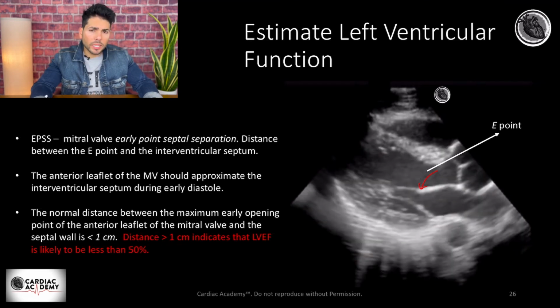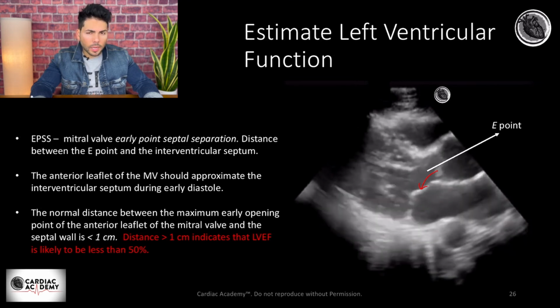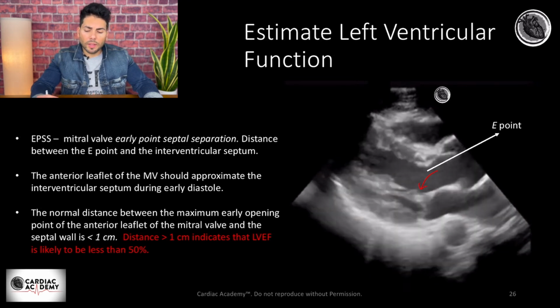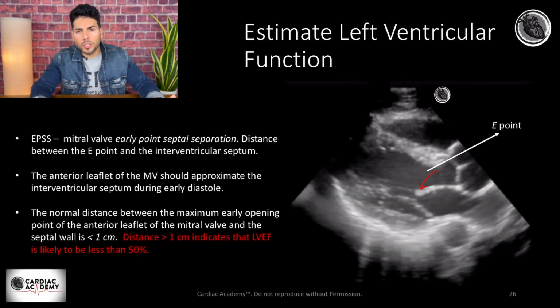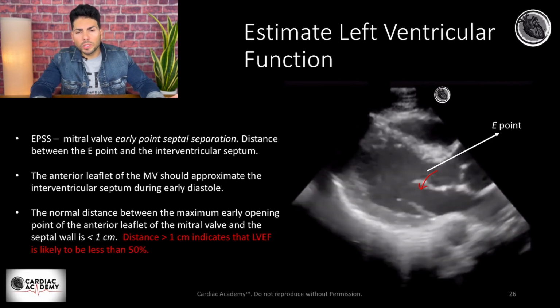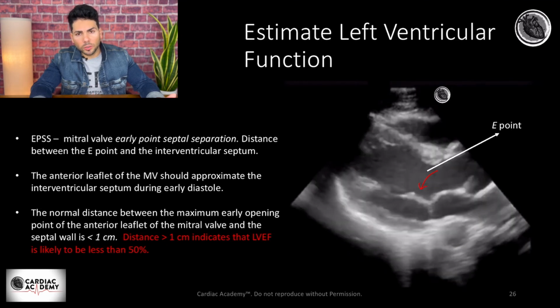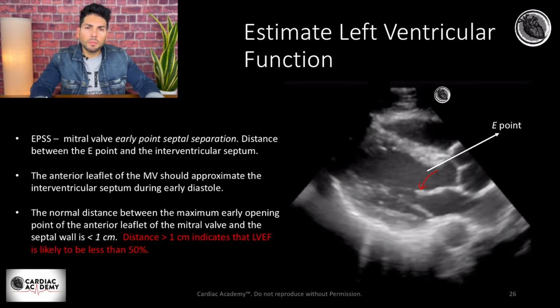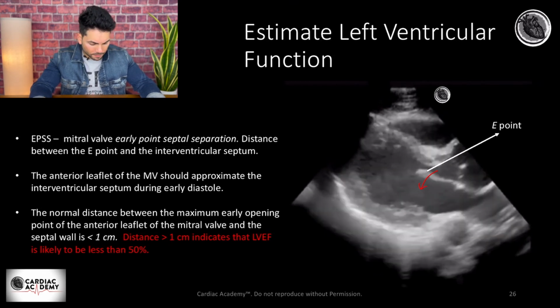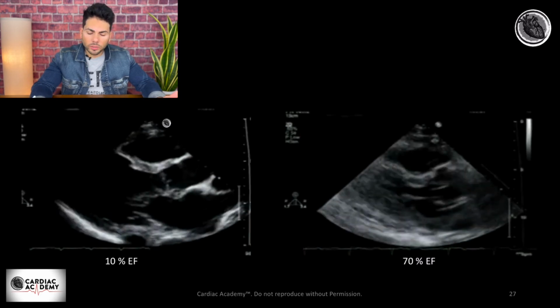Like we said, the anterior leaflet should approach the interventricular septum, and it should have a distance of less than 1 centimeter to be considered a normal ejection fraction. If it is more than 1 centimeter, then it's a reduced ejection fraction, okay? And we can measure that using a measuring tool on the echo machine, but you can also do it visually, okay? All right. So here we have two examples.